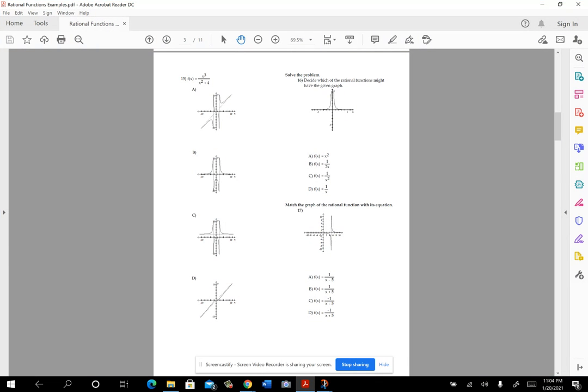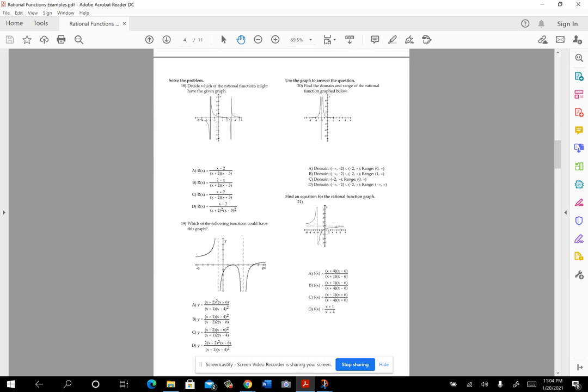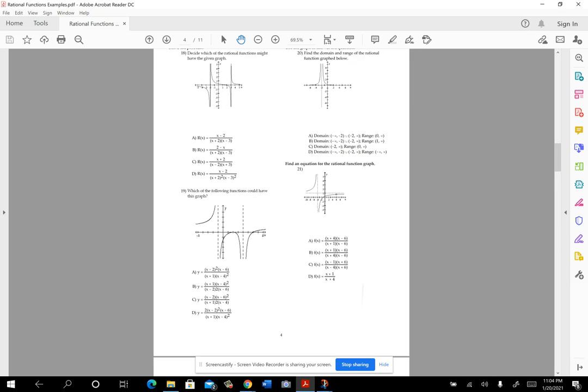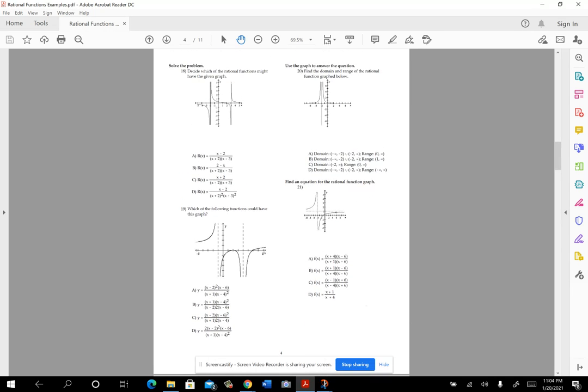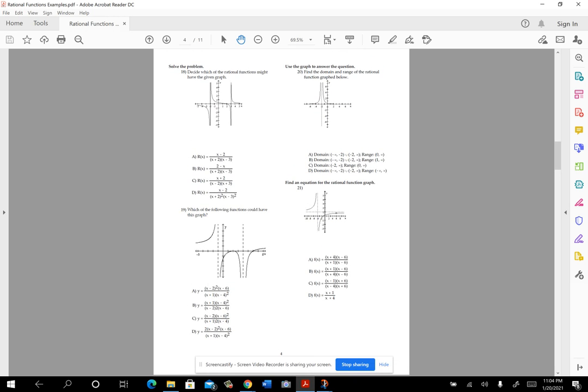Let's do some more graphing type. Okay, let's see. All right, so here's 18 and 19. Two more where we're trying to figure out what the equation might be that has a graph like that. All right, so let me go ahead and snip it.